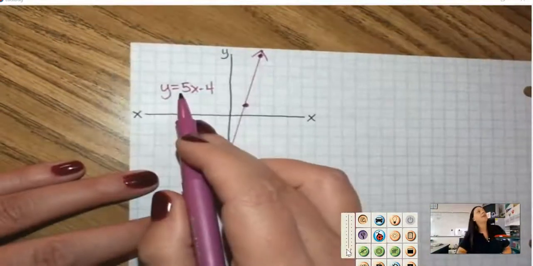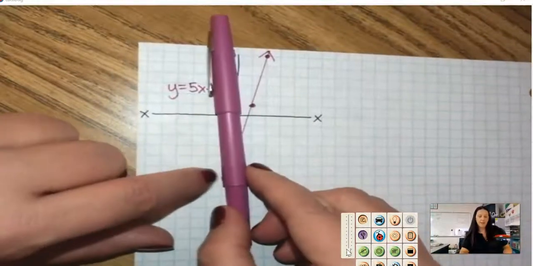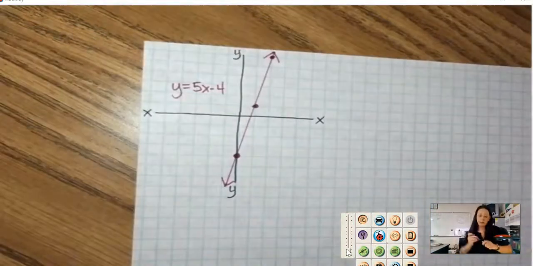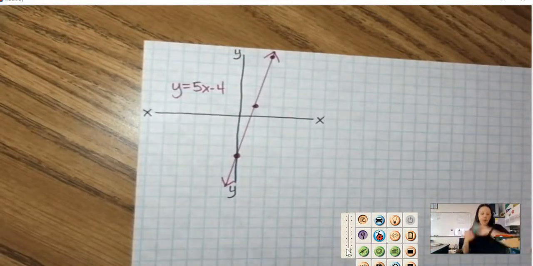And keep in mind, 5 is positive, so we have positive slope. So your line should be going up because it has positive slope. Okay, if you did that on graph paper, cut it out and glue it into your notes.